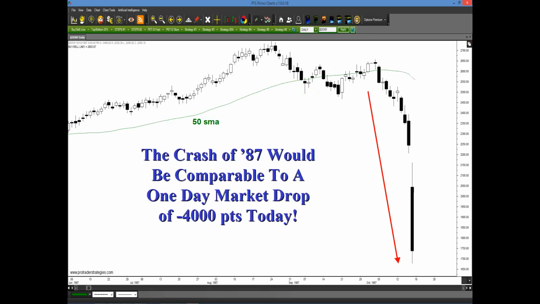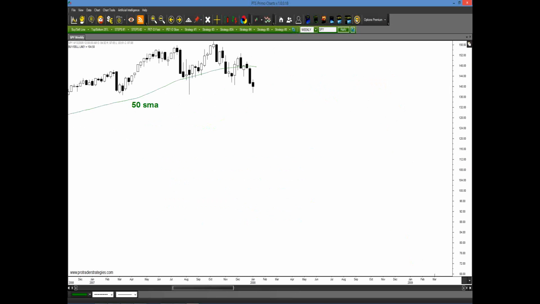The crash of '87 happened, and that would have been comparable to a one-day market drop of over 4,000 points today. Okay? So do you see how the market was giving you a big warning? Now that was in the Dow. Let's look at the chart of the Spiders. Here's a weekly chart of the Spiders. Kind of looks the same, right?